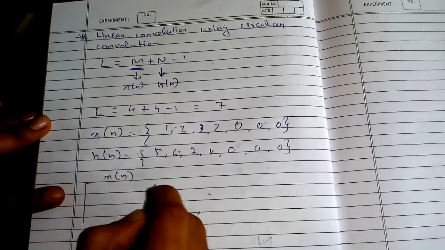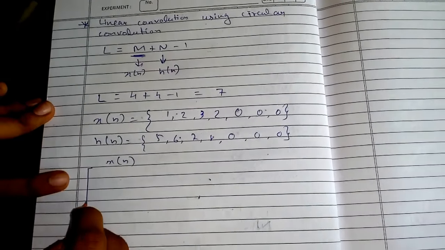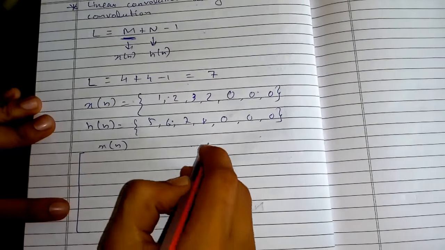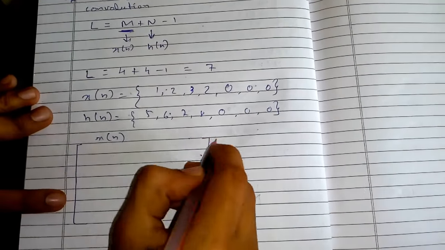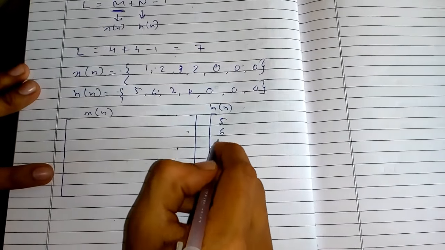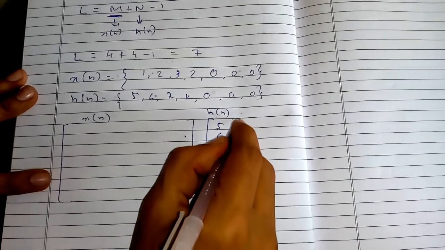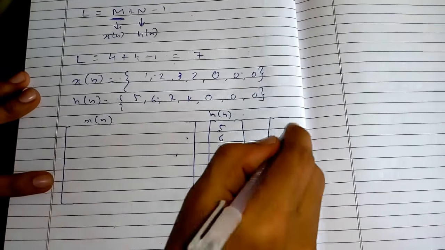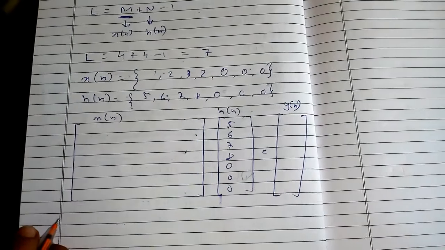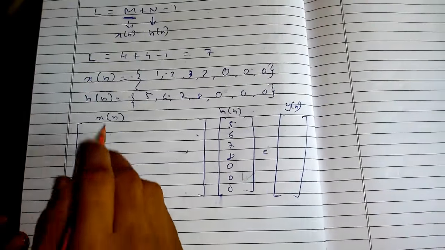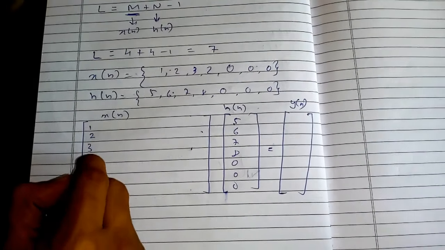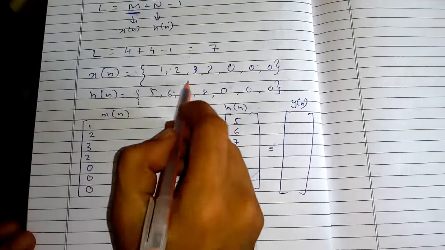First write x of n. Okay, now x of n will have 1, 2, 3, 4, 5, 6, 7 terms, multiplied by h of n, which will be 5, 6, 7, 8, 0, 0, 0, and whatever answer that you get will be your final answer, which will be nothing but y of n. Here there are 7 rows, that means there needs to be 7 columns. So first we'll write 1, 2, 3, 2, 0, 0, 0, whatever was the question.